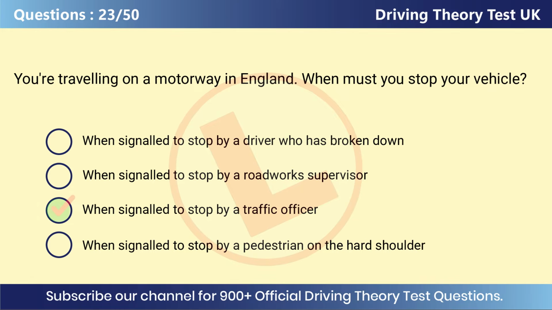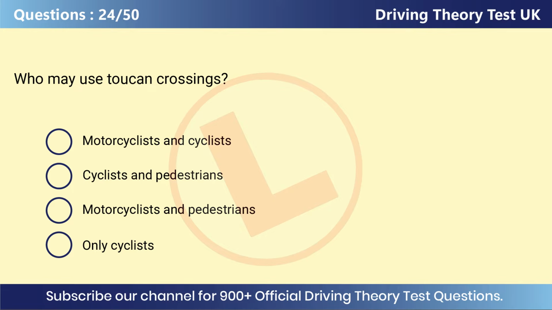C. When signaled to stop by a traffic officer. Question 24. Who may use toucan crossings? A. Motorcyclists and cyclists. B. Cyclists and pedestrians. C. Motorcyclists and pedestrians. D. Only cyclists. B. Cyclists and pedestrians.